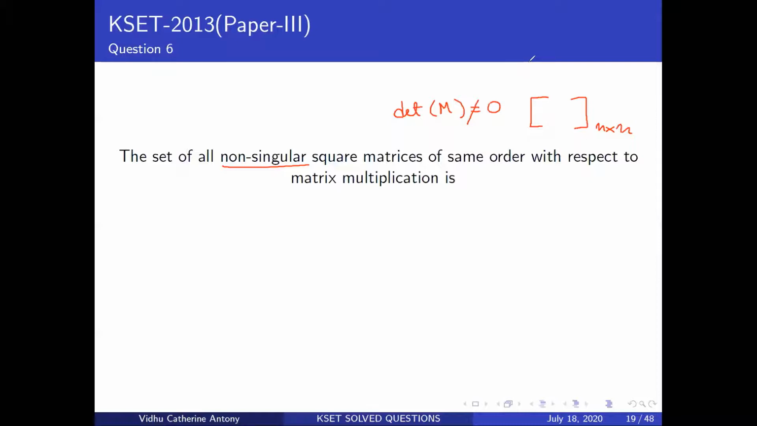So let's look at the options. Is it a quasi group? Is it a monoid? Is it a group? Is it an abelian group? We've done this in our BSc, but I don't think people quite recall it. So you need to know what these terms mean. I told you what a group means: closure law, existence of identity, existence of inverse, and your distributive property, right?